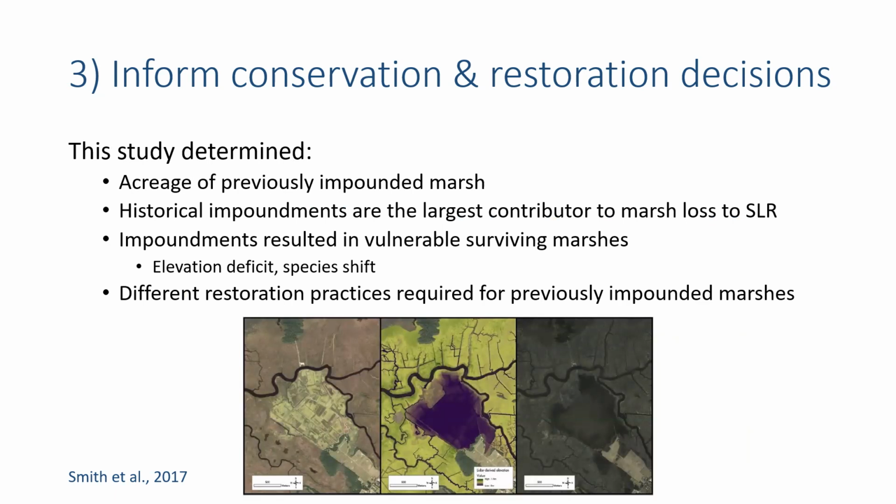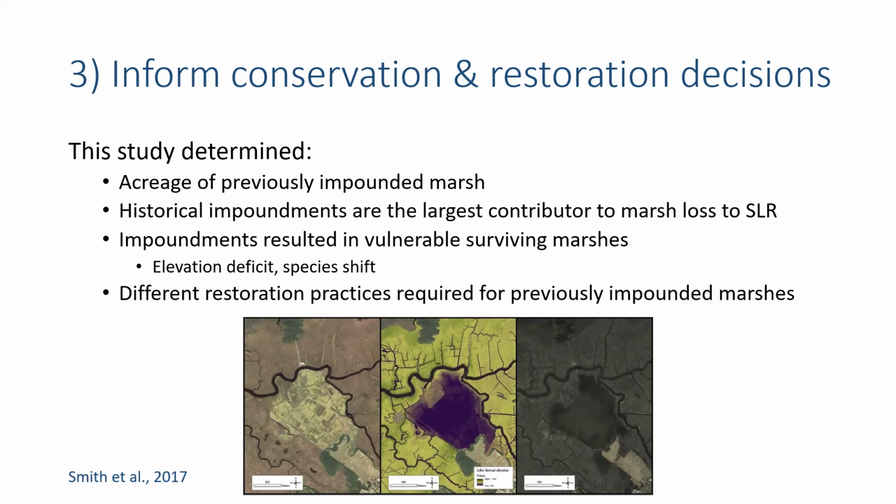And so this study used these maps to quantify the acreage of previously impounded marsh. They found that the historical impoundments were actually the largest contributor to marsh loss to sea level rise in the study area. And the marshes that reformed or survived these impoundments were incredibly vulnerable to sea level rise. This was in part due to an elevation deficit and different species compared to natural marshes. And these vulnerable surviving marshes required different restoration practices.